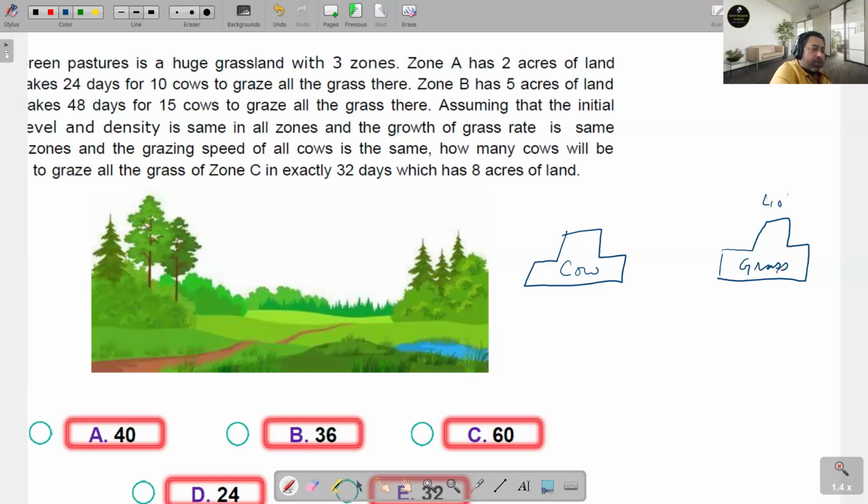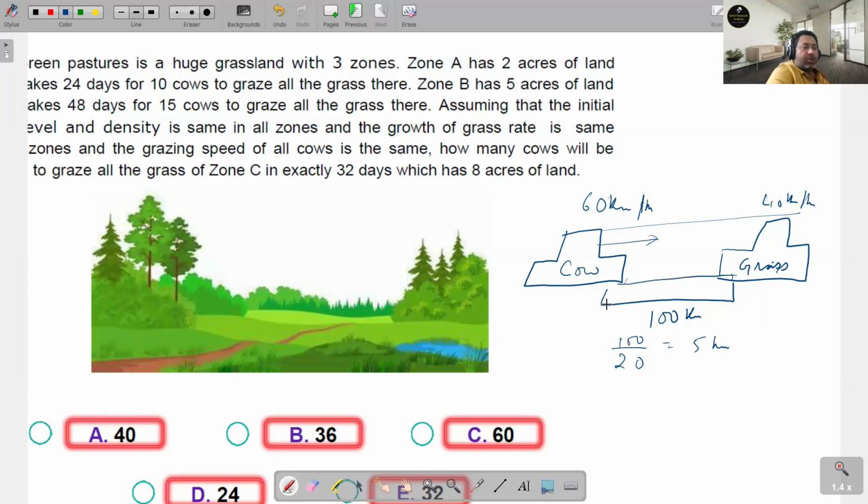Let's say it's going at 40 kilometers per hour, and this one is going at 60 kilometers per hour. And at a certain given point of time, the distance is 100 kilometers. If I ask you in how much time this car will catch up with that car, you will take the relative speed, correct? 60 minus 40, which is 20, and you will divide 100 by it. So you will get 5 hours for the cow to catch up with the grass. This is the initial grass, so this grass will all get finished, correct? And the front car is the grass growth.